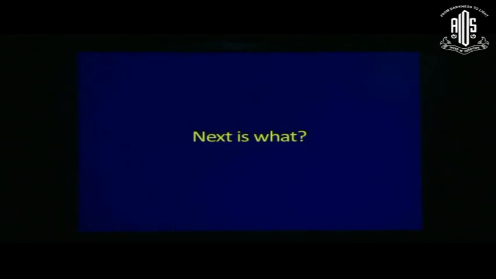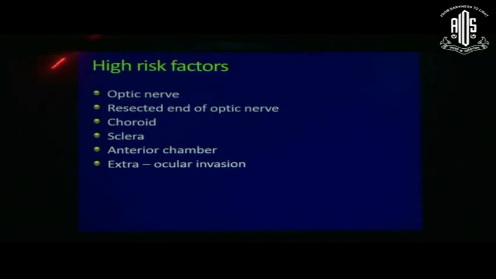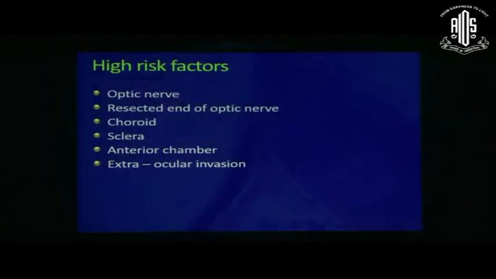The next thing that you're going to ask your pathologist is, were there any high-risk factors? So what are the high-risk factors? Extraocular extension, very good. Uveal involvement. Anything else? Optic nerve involvement. Okay? So these are the high-risk factors: involvement of the resected end of optic nerve, involvement of the choroid, involvement of sclera, anterior chamber involvement, and extraocular tumor spread. Now based on the presence or absence of these features, you're going to decide whether you're going to finish with your treatment or you're going to give additional chemotherapy or radiotherapy or whatever.